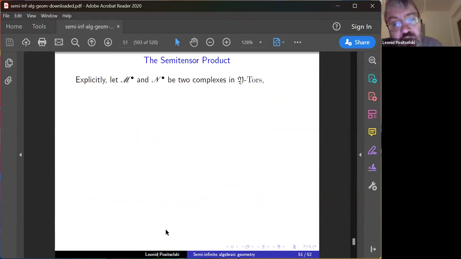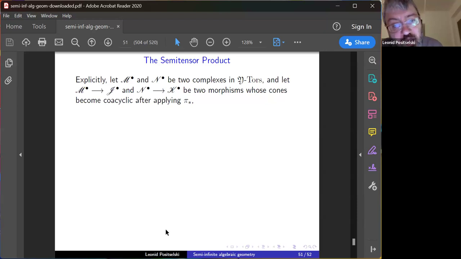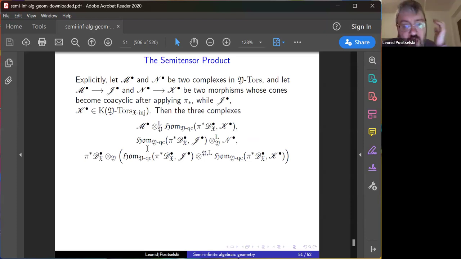Explicitly, let M and N be two complexes in Y torsion, and let M to J and N to K be two morphisms whose cones become co-acyclic after applying pi star, while J and K are complexes of X-injective quasi-coherent torsion sheaves on Y. Then the three complexes M, left derived tensor over Y with the quasi-coherent Hom. So this Hom is a complex of X-flat pro-quasi-coherent pro-sheaves on Y. So one can tensor M, which is a complex of quasi-coherent torsion sheaves, with this complex of X-flats, or one can derived tensor them in the other way.